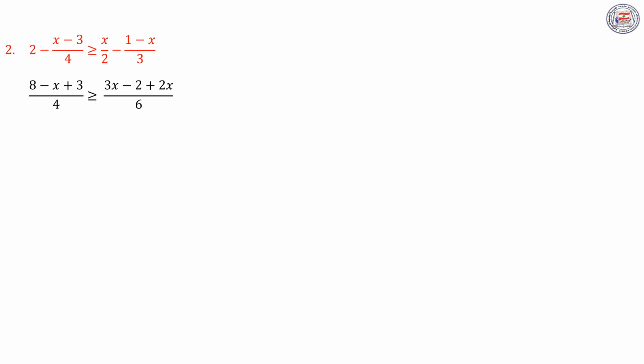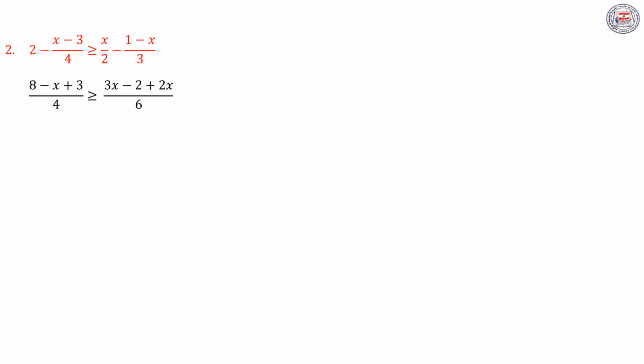Then we have to multiply 1 by x minus 3, we get x minus 3. But we have to pay attention to the minus before the fraction bar. This minus is for both x and minus 3. That's why we get minus x plus 3.